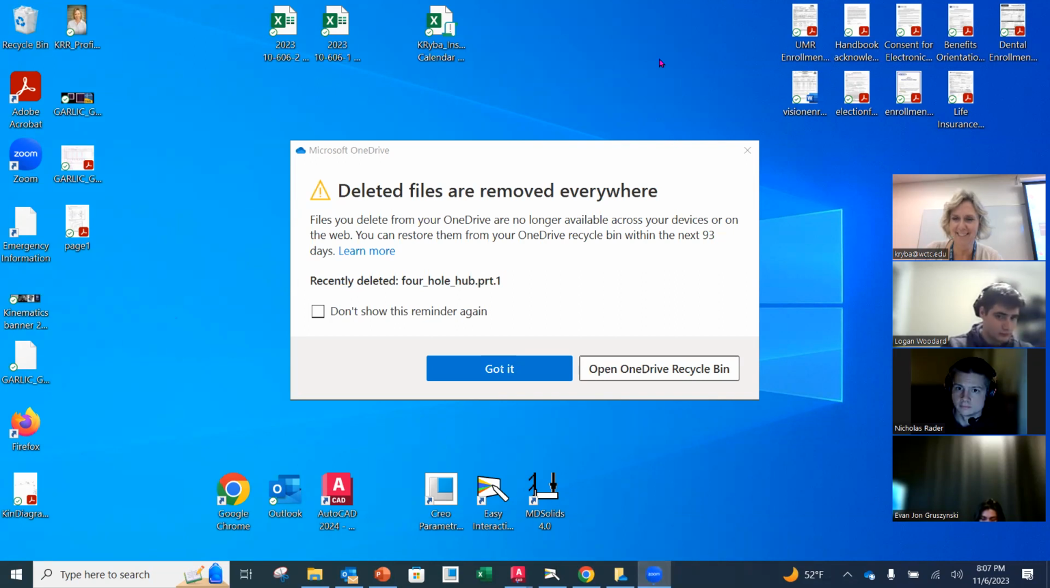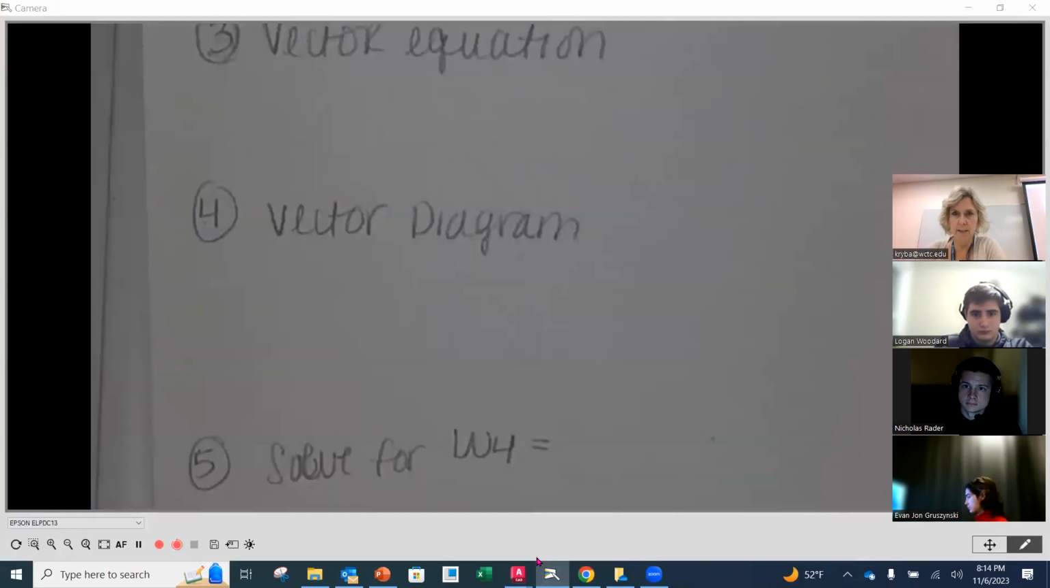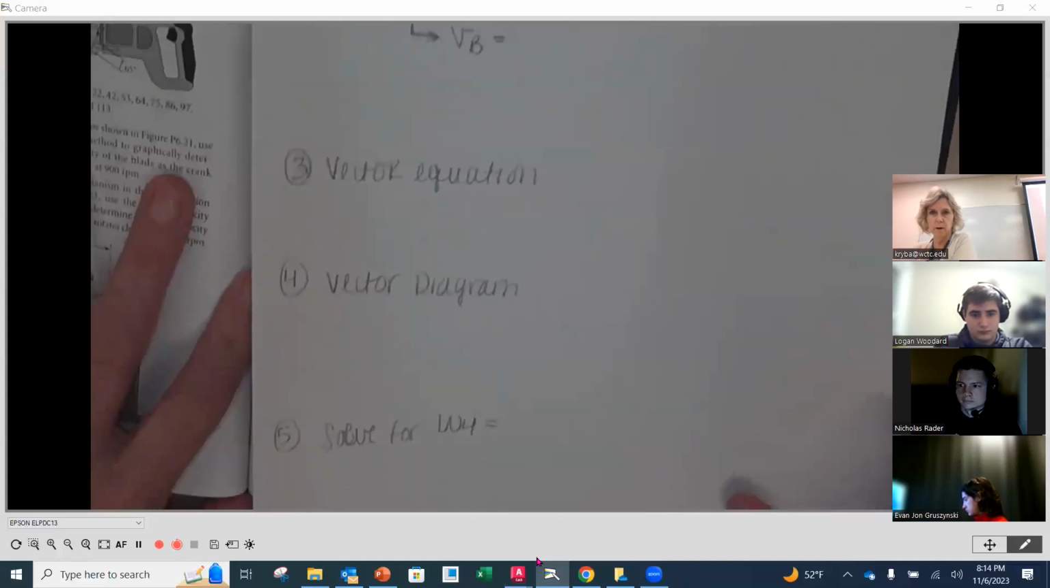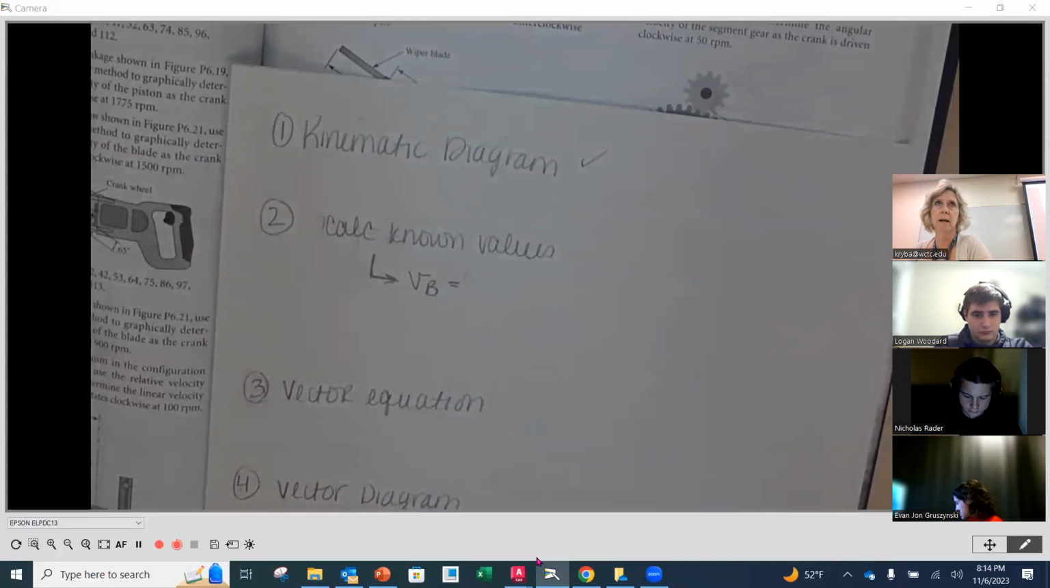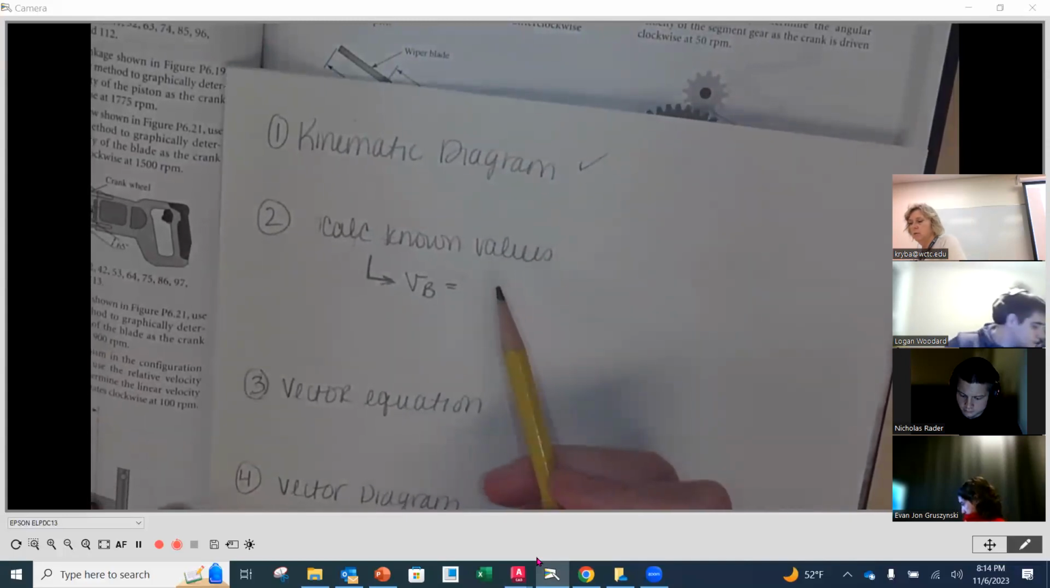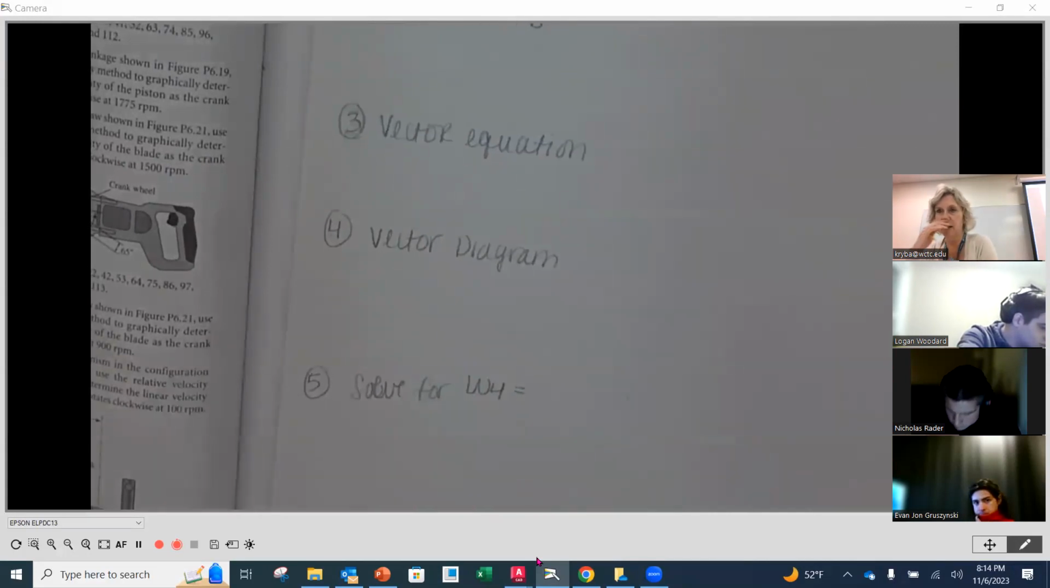Okay, so now that we have our diagram done, let's look back at our process to see where we're going. So diagram done. You have all of your labels on, the links, the joints, all that kind of stuff, and everything drawn to scale. Then what we're going to do is find out the angular velocity of link number 4.